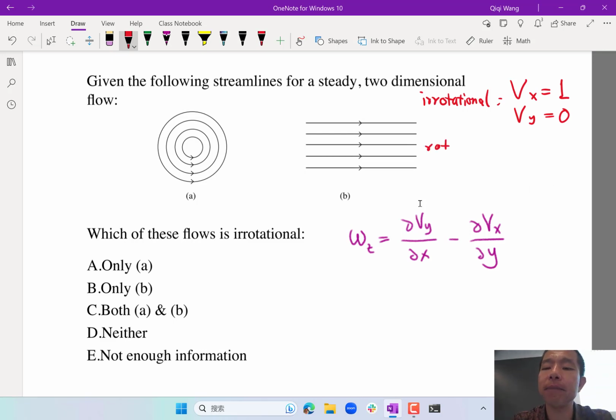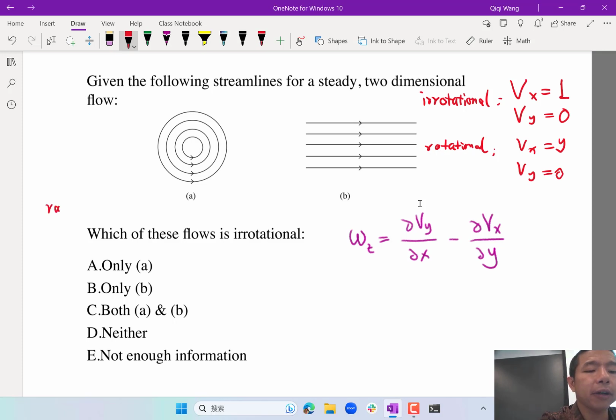And the rotational scenario is actually what typically happens in a boundary layer, right? I still have Vy equal to 0, but Vx, let's say, is equal to y, the distance from the solid surface. That's a typical rotational flow commonly seen at the bottom of the boundary layer, where the flow is very close to the wall. Okay? Now, the A scenario is a little bit more difficult.